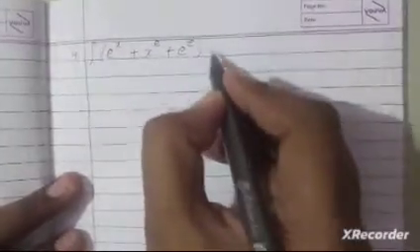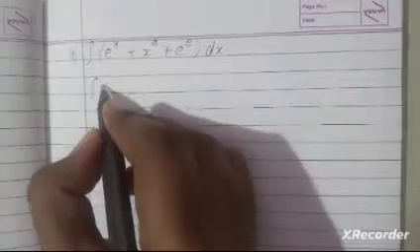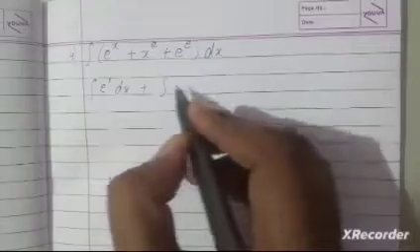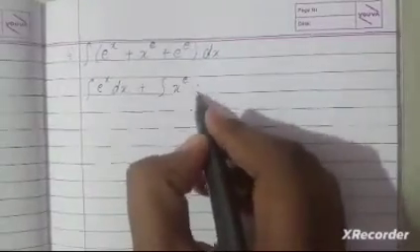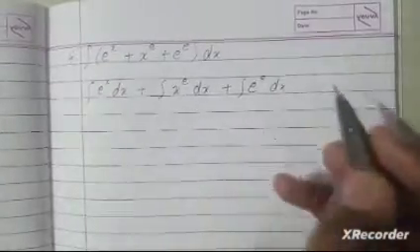Example number 4, that is integration of e to the power x plus x to the power e plus e to the power e dx. Now we have plus signs in between, which means we have to integrate all these three terms individually. So we will write integration e to the power x dx plus integration x to the power e dx plus integration e to the power e dx.